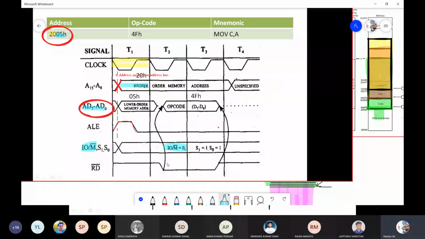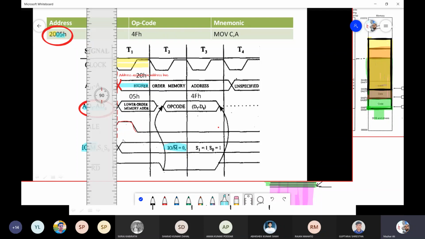So these are the 3 things related to address appearing in the address bus. Number 1, ALE is equal to 1. Number 2, IO/M is equal to 0. And number 3, the value 20 appearing in A15 till A8 and 05 appearing in AD7 till AD0. Now you might be asking why it is 2005? Because that is the address of the instruction. So this is the first event over here, up to here.